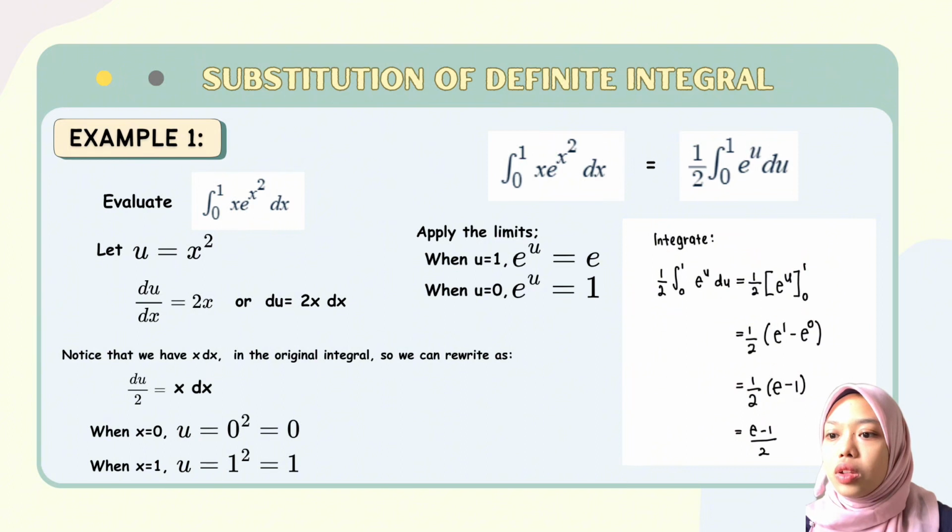To summarize, we use substitution to simplify the integral, adjusted the limits of integration, performed the integration, and evaluated the result. So for example 1, we get the answer is e minus 1 over 2.